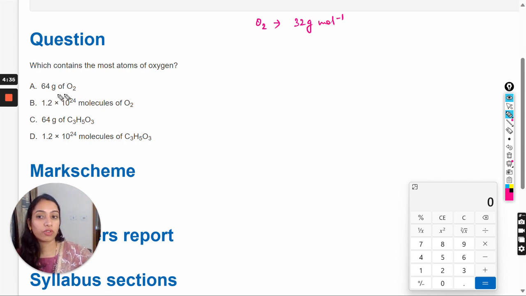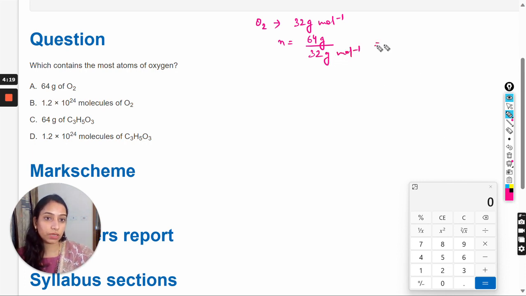So 64 gram of oxygen is given, which means if we want to calculate the number of moles, then we will divide this given mass, 64 gram, by its molar mass, 32 grams per mole. So it becomes 64 divided by 32, which is 2 moles. So 2 moles of oxygen molecule are there. One oxygen molecule contains 2 oxygen atoms.